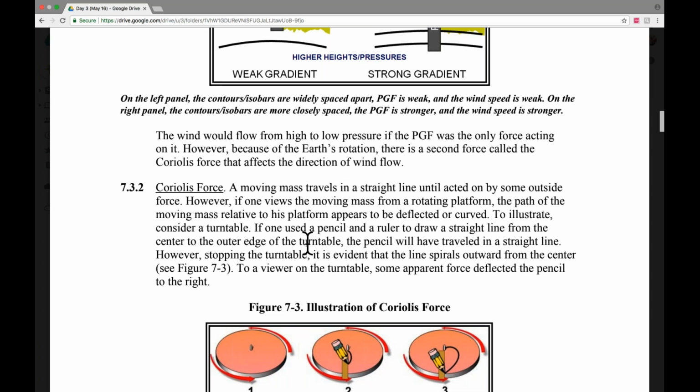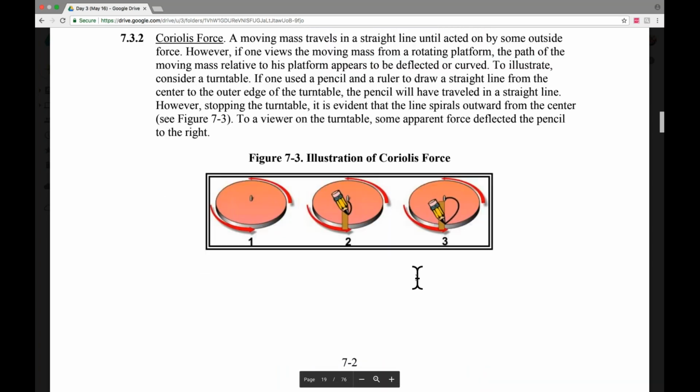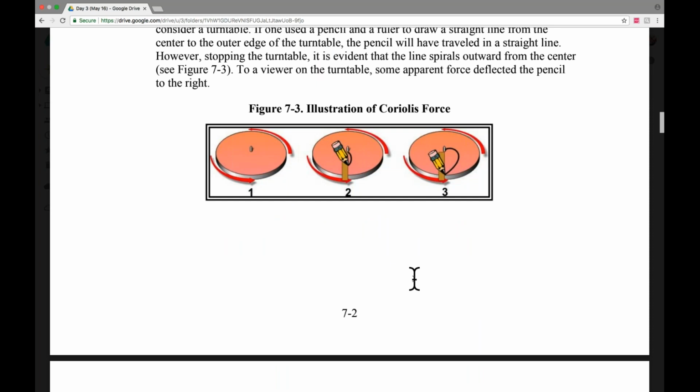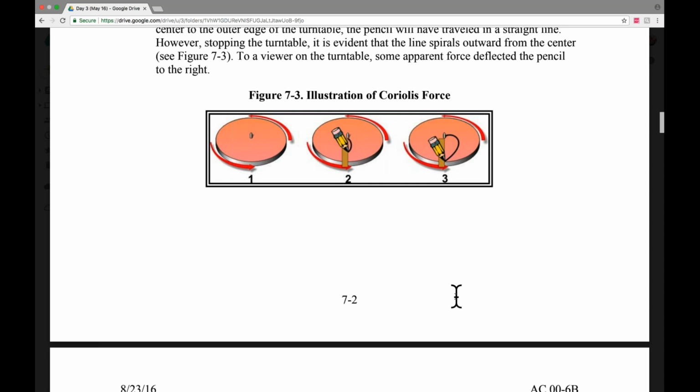To illustrate, consider a turntable. If one used a pencil or a ruler to draw a straight line from the center to the outer edge of a turntable, the pencil will have traveled in a straight line. However, stopping the turntable, it is evident that the line spirals outward from the center. Right? You guys ever play with those as kids, where you'd spin the disc and you'd draw all these random spirals and stuff? Little did you know that you were exercising what the Coriolis effect is.